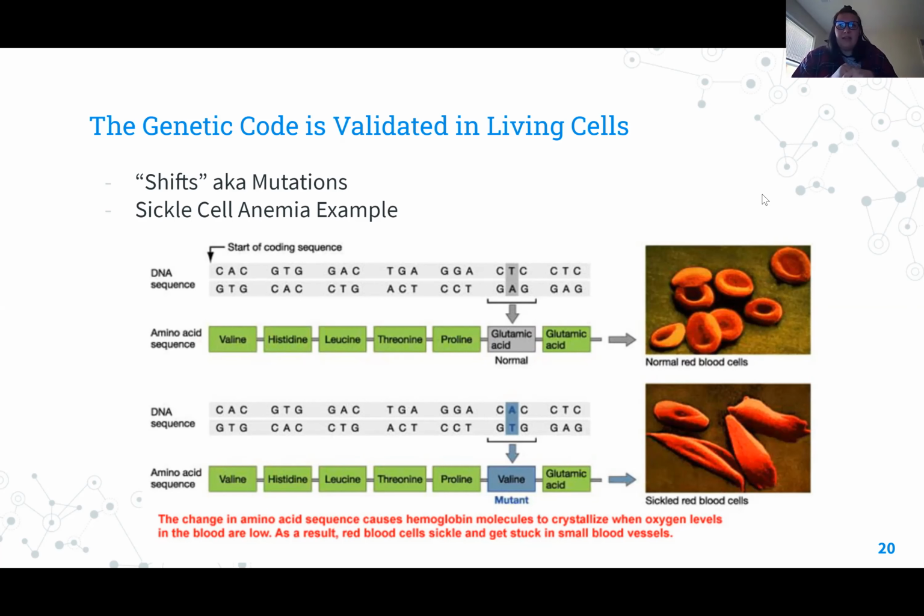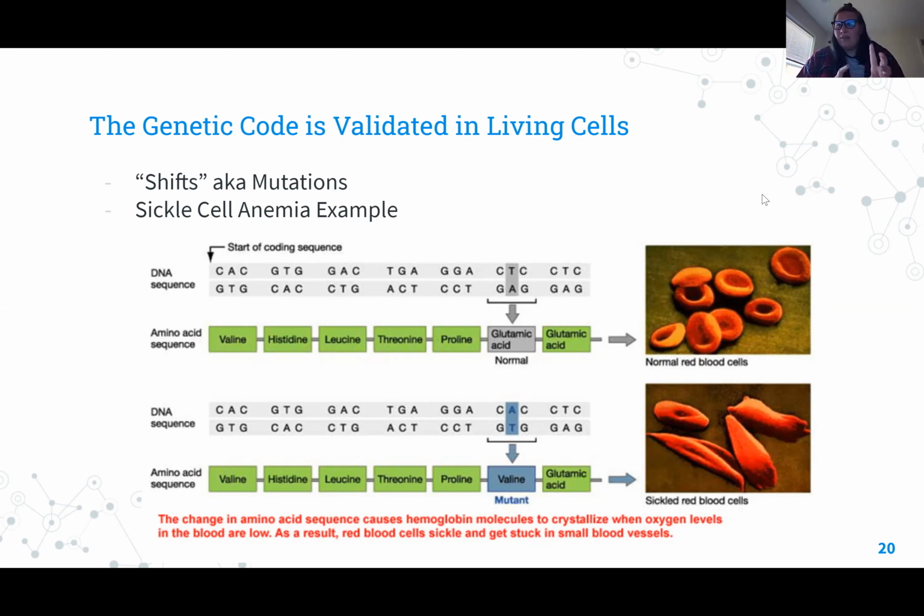So sickle cell anemia happens when there is a single amino acid change causing glutamate to be subbed for valine. So just an AGU becomes a UGU when it's transcribed in RNA. This change in the amino acid sequence, as you can see on the bottom of my little picture, causes hemoglobin molecules to crystallize when oxygen levels in the blood are low. So as a result, red blood cells become sickled and get stuck in small blood vessels.